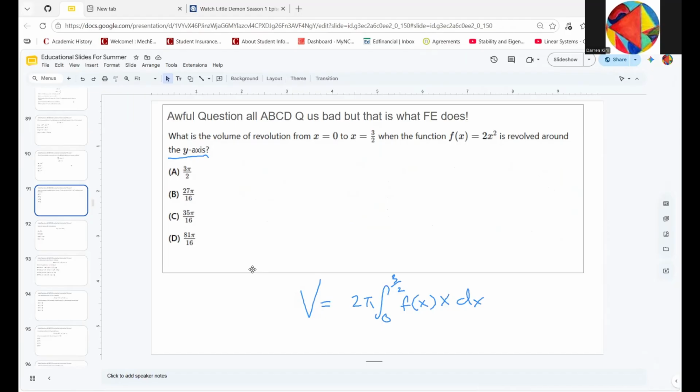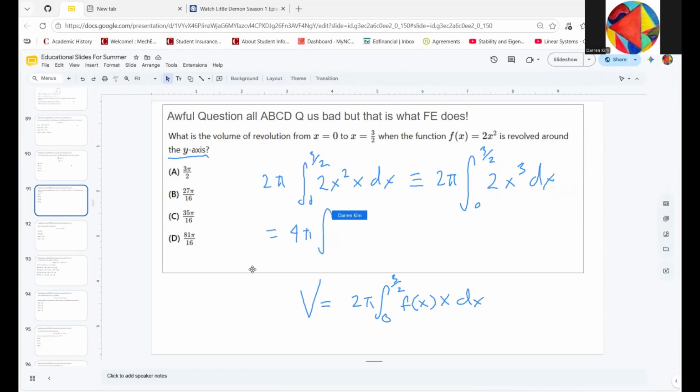So it is 2 pi integral of 0 to 3 divided by 2, and then it is 2x squared times x dx. We know that's equivalent to saying 2 pi integral from 0 to 3 divided by 2 of 2x cubed dx. Now, with the power rule, we can move our 4 out, so it's equal to 4 pi integral of 0 to 3 divided by 2, x to the 3 dx, right? Now, power rule is add something to the exponent and divide by that same amount. How do you do it?